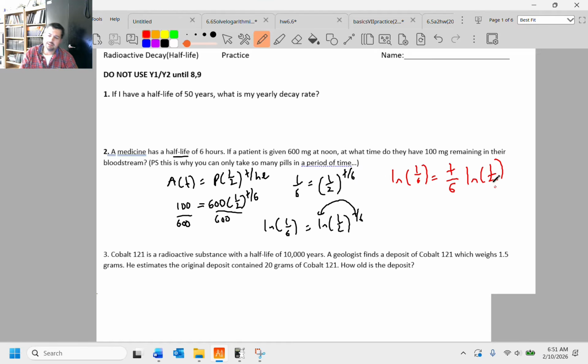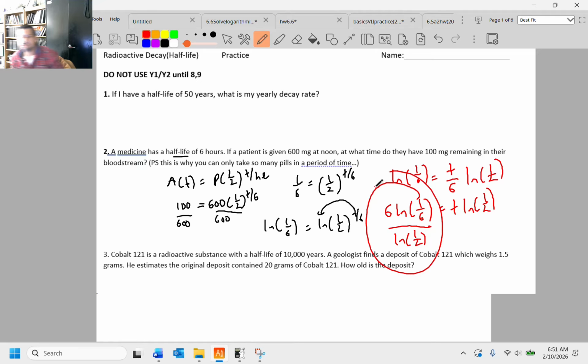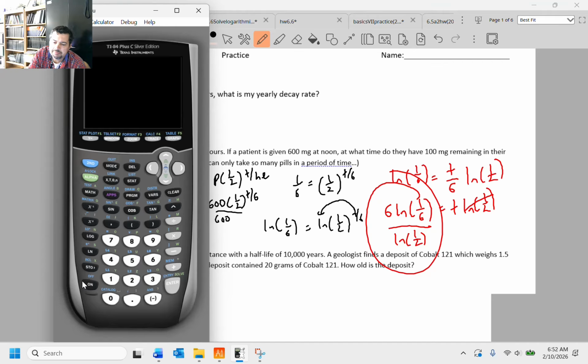Now, some kids do have an issue with the ln of both sides because they really struggle with what's going on here. The opposite of division is multiplication, so we're going to multiply both sides by 6. 6 natural log of a 1/6 is equal to T natural log of 1/2. And now the opposite of multiplication is division, so we divide by the natural log of 1/2. And that's my answer, right there. It's perfect, because I counteracted every operation. And then I can go push buttons in a TI-84 and see what it is.